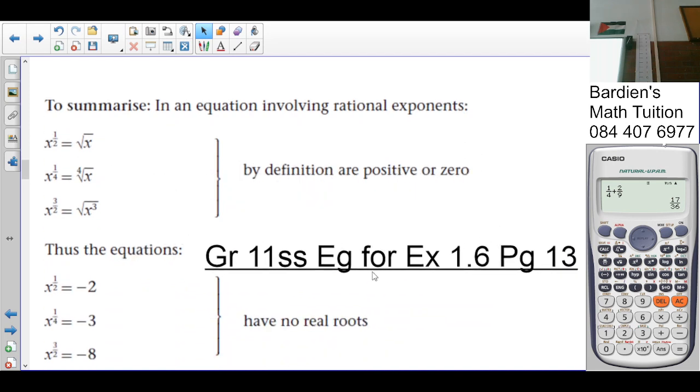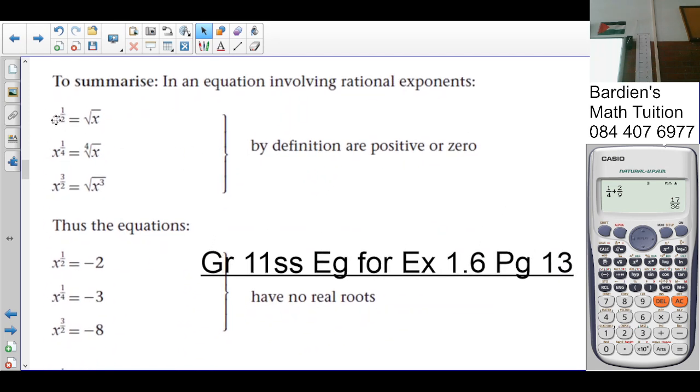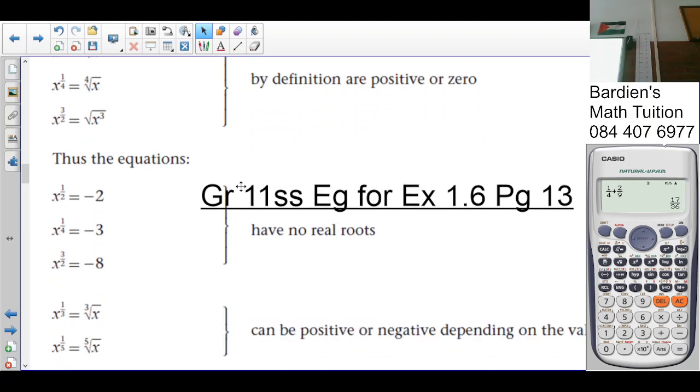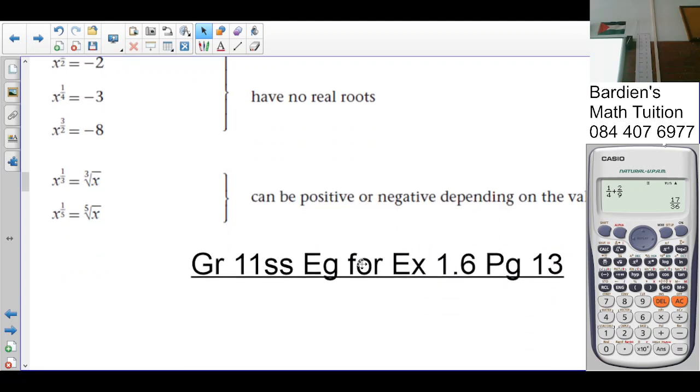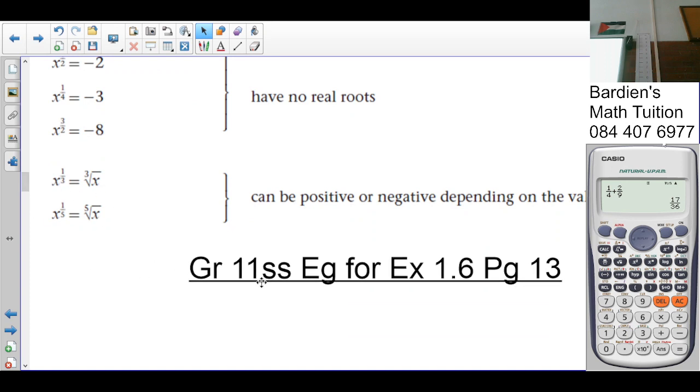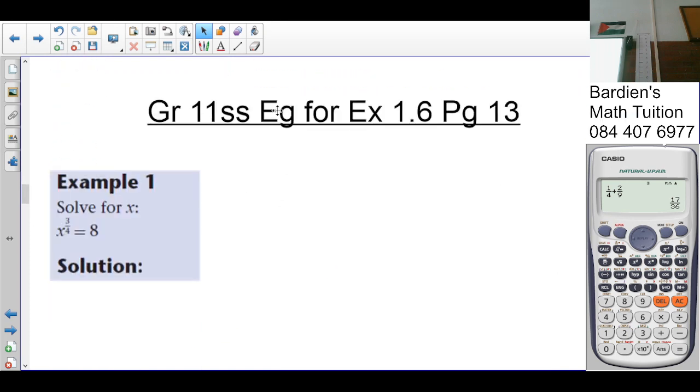To summarize, in an equation involving rational exponents, by definition, even roots are positive or zero. These are non-real because why? If the denominator is even, the number has to be positive. If the denominator is odd, it can be positive or negative depending on the value of x, so that doesn't matter.